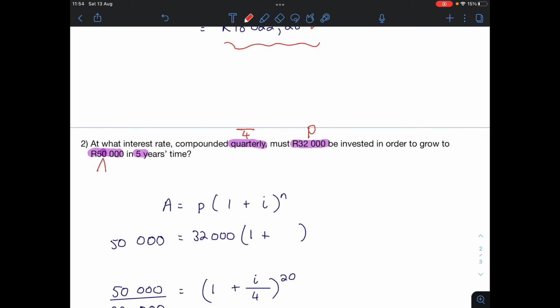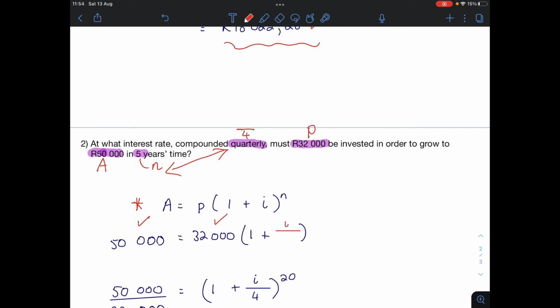In order to grow to that, so I'm going to end up with that. So that's my accumulated amount. And this is going to be 5 years. So that's going to be my N. But my N is going to be affected, remember, because it's compounded quarterly, not annually. So we start off with our compound interest formula and we just plug in the values. Starts off at 32,000, grows to an accumulated amount of 50,000. Now the interest is going to change. Okay. So let's see. That's the question.